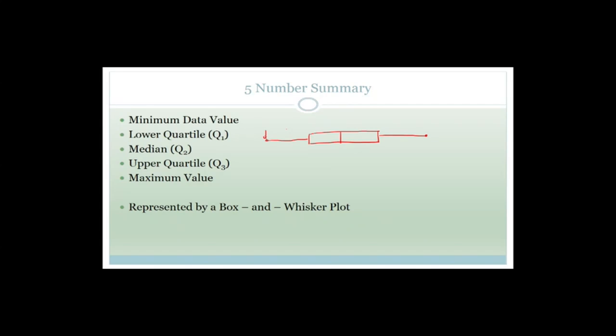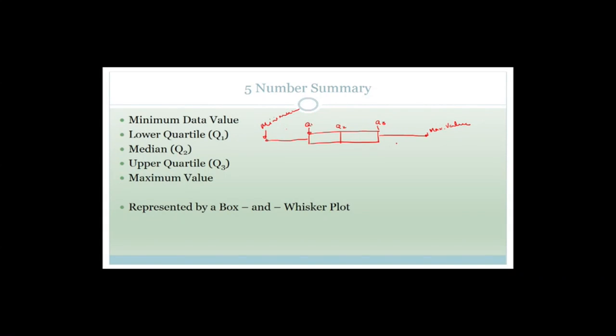So this number here is going to be the minimum data value. If they ever ask you for the five number summary, this is what it's made up of. This is the minimum data value. The lower quartile, remember, is Q1. Then the median, which is Q2, and then the upper quartile, which is Q3. And remember, Q3 minus Q1 is the interquartile range. And then you've got the maximum value. So when they ask you to write down the five number summary, that is what they're asking for.